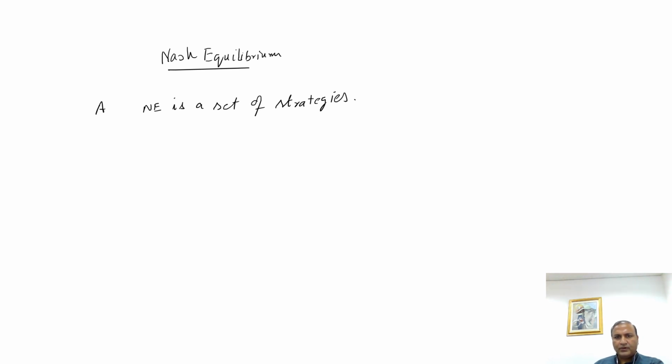So let me start these static games with incomplete information by just defining the equilibrium concept. We start with the definition of Nash equilibrium. If you remember the definition, a Nash equilibrium is a set of strategies, one for each player.